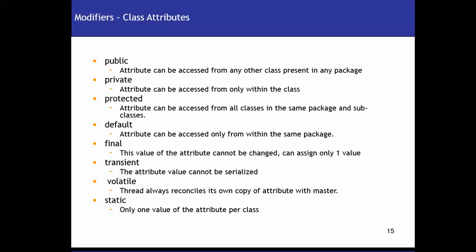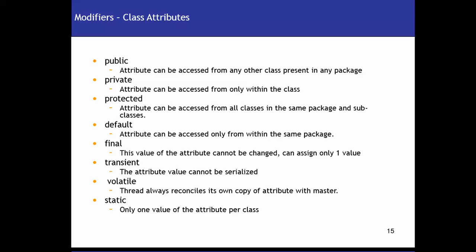We'll be defining the attributes in the class. Suppose I have defined an attribute as public. A public attribute can be accessed from any other class present in any package. So when you define an attribute as public, suppose you have defined an attribute called salary, and salary is equal to 10, this variable can be accessed from any other class present in any package, because you have specified the access modifier as public.